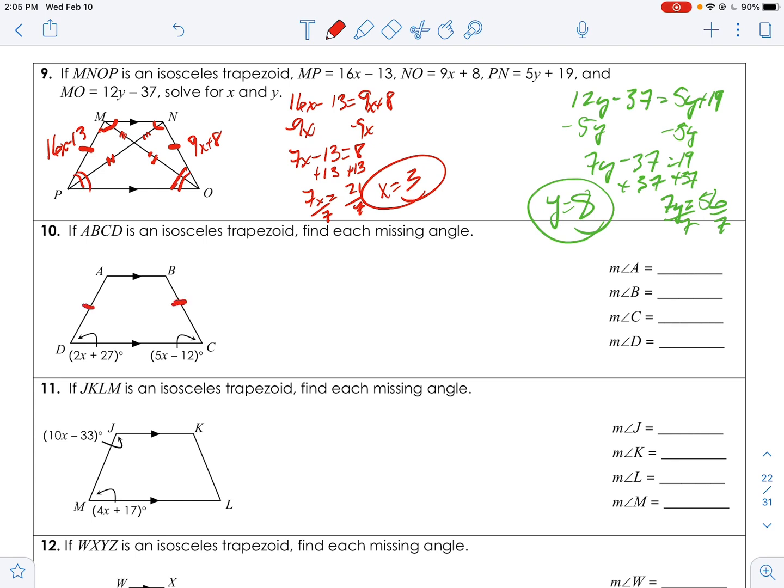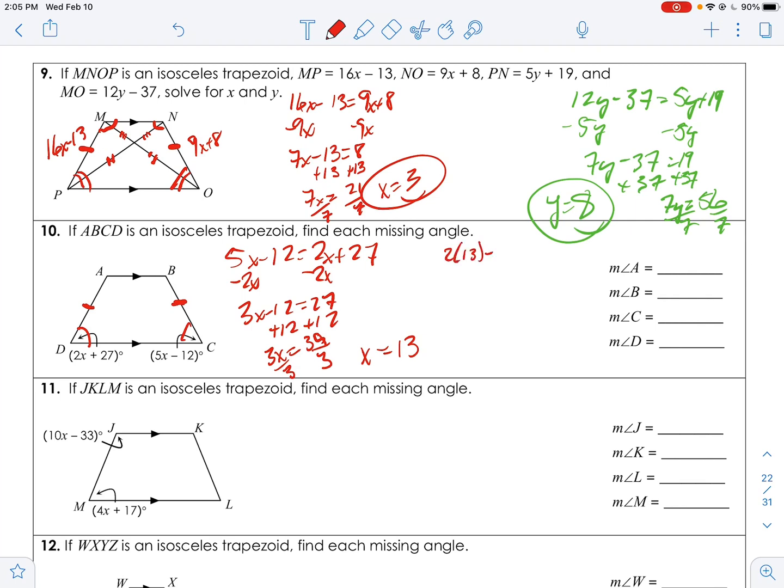If ABCD is an isosceles trapezoid, we know this is congruent to that. Find each missing angle. Well, we know that this is congruent to these. So 5x minus 12 equals 2x plus 27. We got to find each missing angle, so not just x. Got to plug it in. So 3x minus 12 equals 27. Add 12. 3x equals 39. Divide by 3. X equals 13.